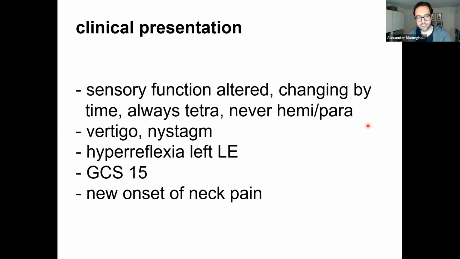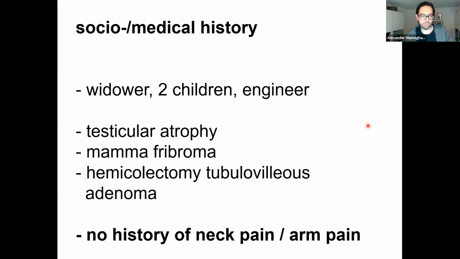And he had some weird additional symptoms like vertigo and nystagmus, and he was not feeling really good. He had some hyperreflexia in the left leg, and he was always conscious. He was never altered. He was always Glasgow Coma Scale 15. But what he did not have before the trauma was neck pain. He had never had neck pain before, and now he had a new onset of neck pain. He had some diseases before, but nothing relevant to this case. I want to mention again, no history of neck pain or arm pain.